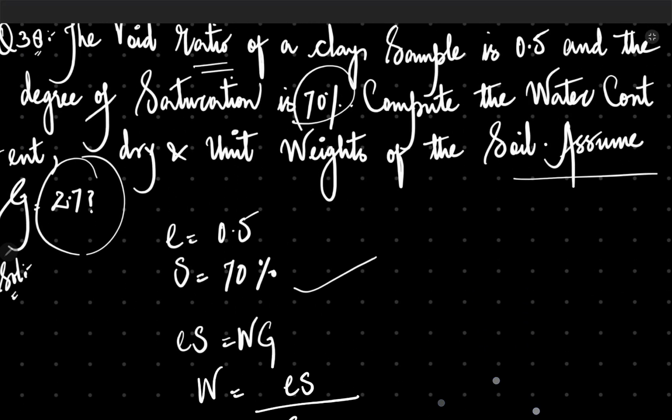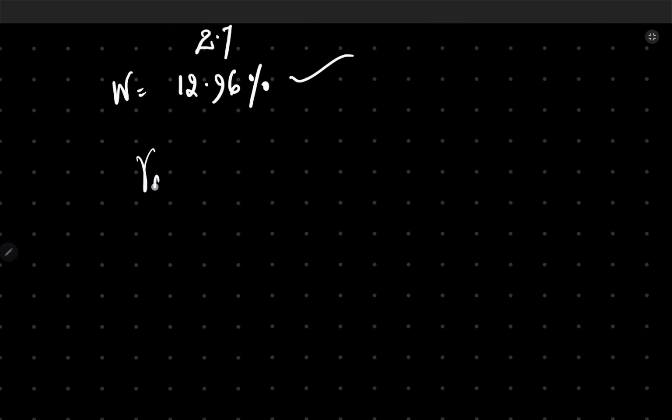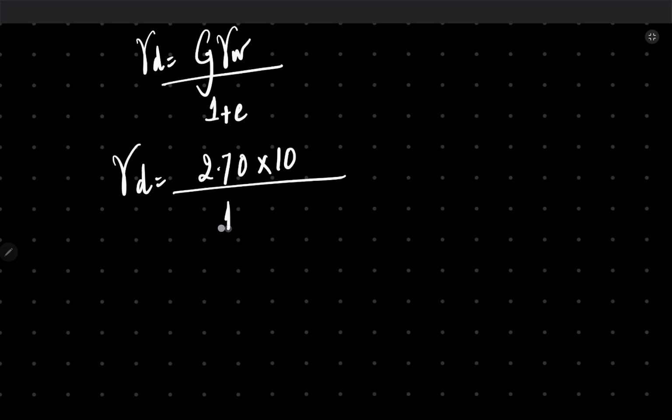Next, we have been asked to find the dry and the unit weight. So dry unit weight is given by the equation or the formula G times unit weight of water divided by 1 plus e. G is 2.7, unit weight of water is 10 kilonewton per cubic meter, 1 plus e is 1 plus 0.5, so this is 1.5. So the dry unit weight is equal to 18 kilonewton per cubic meter.